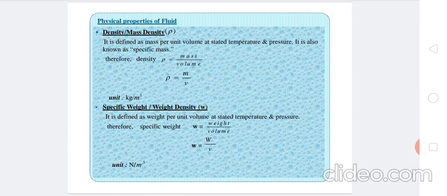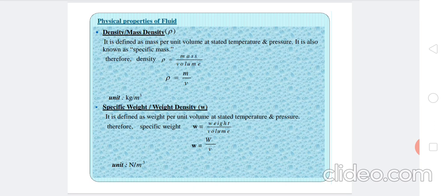Now, some physical properties of fluid. Density, or mass density. The symbol of density or mass density is rho. It is defined as mass per unit volume at stated temperature and pressure. It is also known as specific mass. Density rho equals mass per unit volume, that means rho equals m by v. The unit of density or mass density is kg per meter cube.